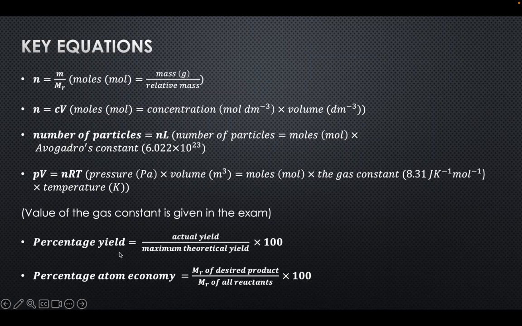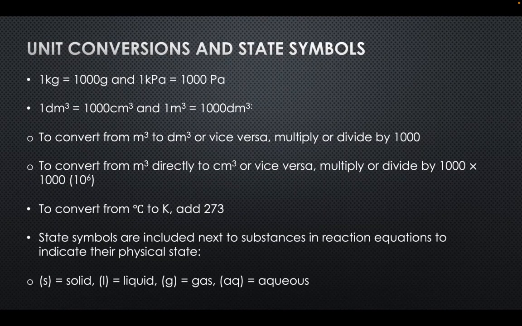Next, percentage yield is the actual yield over maximum theoretical yield times 100. That should be familiar from GCSE. And also familiar should be percentage atom economy, which is Mr of desired product over Mr of all the reactants times 100. This could also be Mr of all the products rather than reactants as well. So now for some unit conversions.